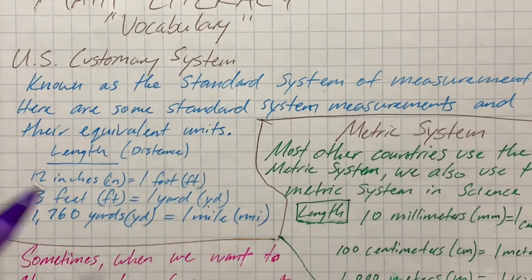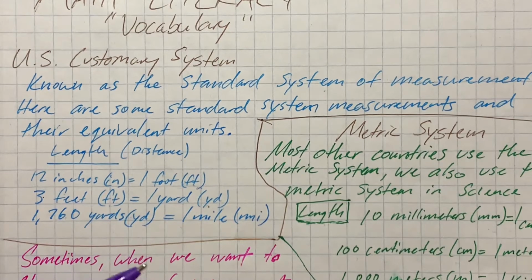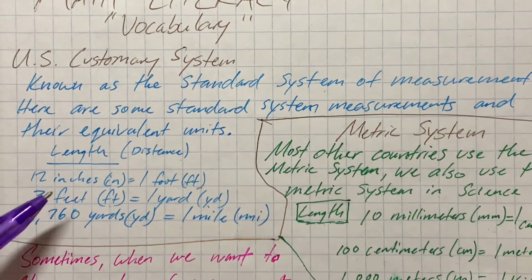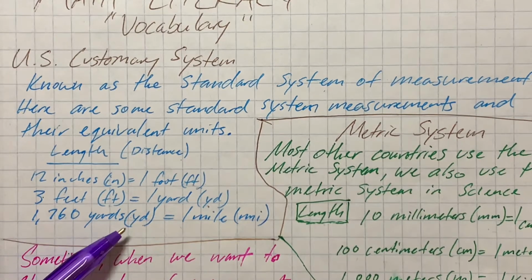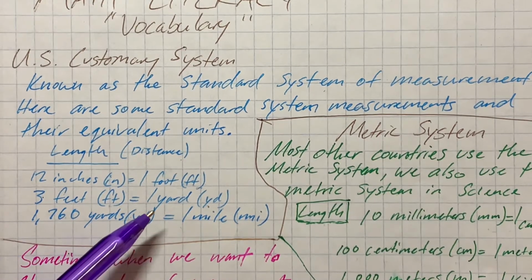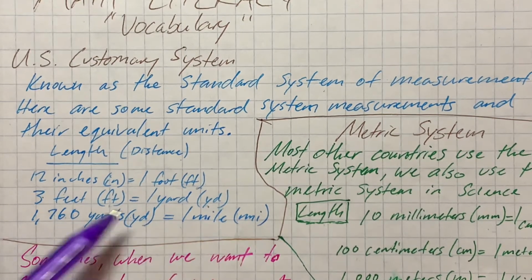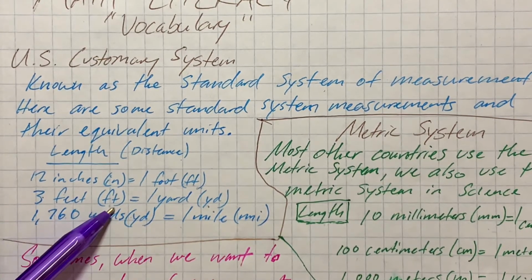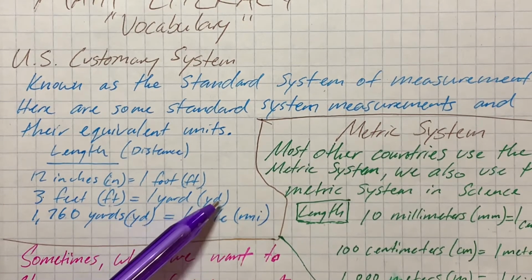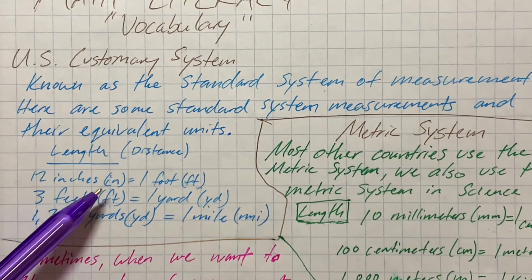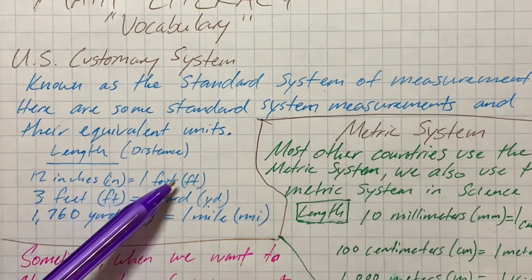So we have length. It's a distance measurement. How far is something? How long is something? Here we have 1,760 yards, abbreviated YD. That is equivalent to 1 mile, abbreviated MI. We have 3 feet, abbreviated FT, and that's equivalent to 1 yard. And we have 12 inches, abbreviated IN. That's equivalent to 1 foot, abbreviated FT.